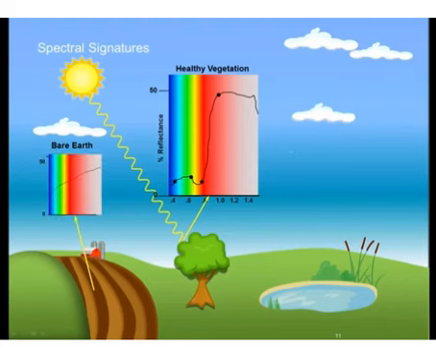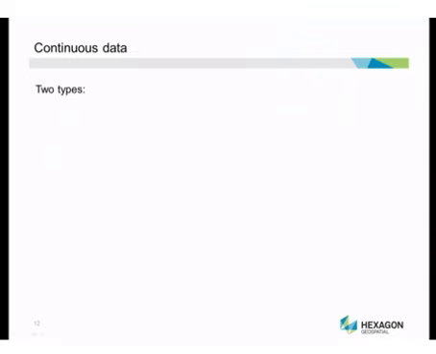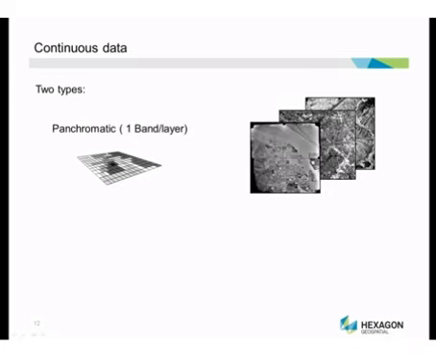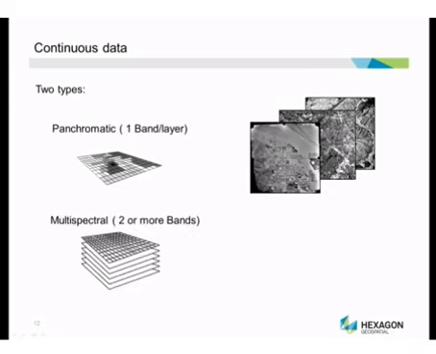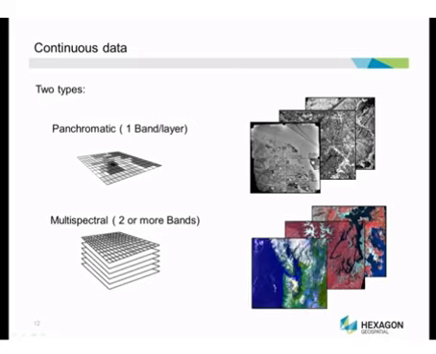Other targets also have characteristic spectral signatures. Water absorbs a lot of energy and therefore has low reflectance in most bands and appears very dark on a multispectral image. Bare Earth tends to have moderate reflectance in most bands and has moderate brightness on an image. There are two types of continuous images: panchromatic and multispectral. Panchromatic images are single-layer grayscale images, and they look like black and white photographs. Multispectral imagery consists of two or more layers, each layer containing digital numbers collected in a single band or wavelength.